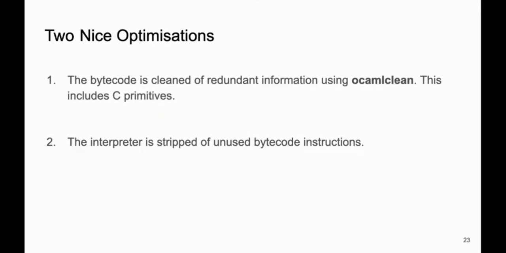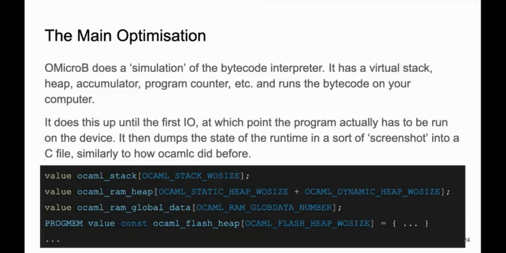The second optimization is that the interpreter itself is stripped of unused bytecode instructions. What exactly does this mean? Remember, we're targeting a specific bytecode program. If that program never actually uses a particular instruction, there is no reason for the interpreter to ever need to handle that instruction, and so we simply strip it out. And this, again, saves quite a bit of memory. The main optimization, however, and what fixes our module instantiation issue, is this simulation.